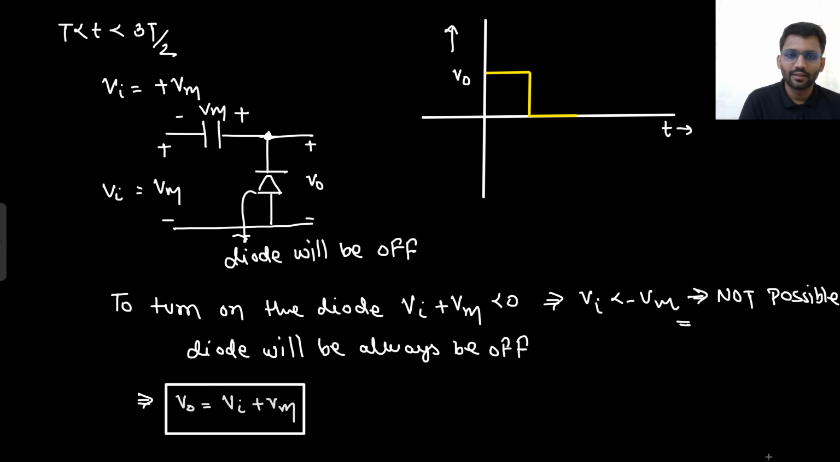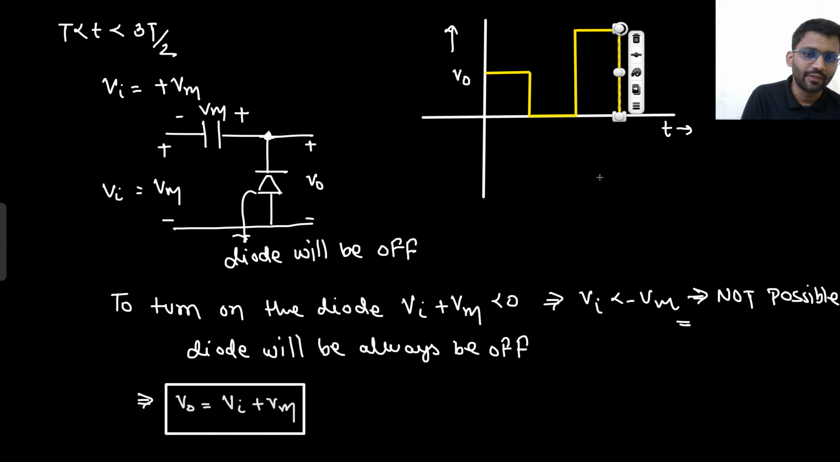Then what happened? In the next cycle, for t to 3t by 2, it has increased to 2 Vm. Then when Vin is minus Vm, it will be 0. When Vin is Vm, it will be 2 Vm. You got this, right? When Vin is minus Vm, the output will be 0 only. So in this way, it will keep on going.